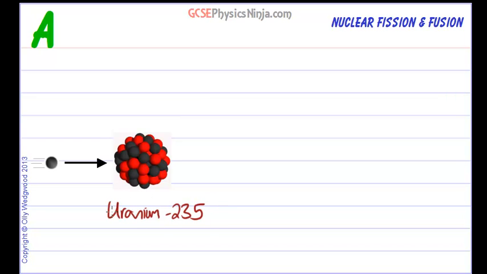Now, uranium-235 is the special isotope that is fissionable. However, a lot of uranium is found in the form of uranium-238, which is not fissionable. So we have to enrich the fuel for a nuclear power station so that it contains 2 or 3% of uranium-235 in the fuel rods.